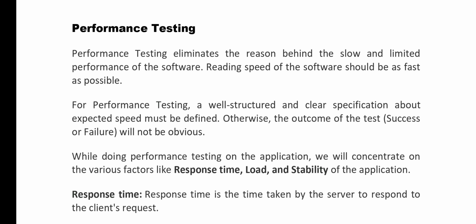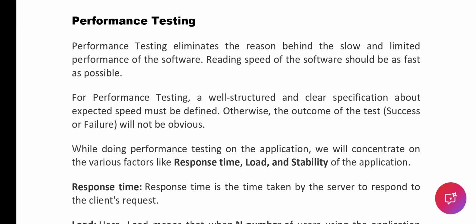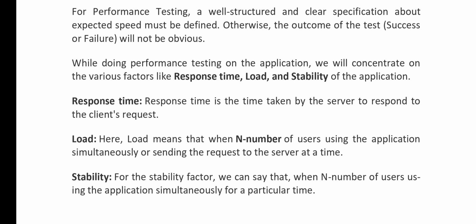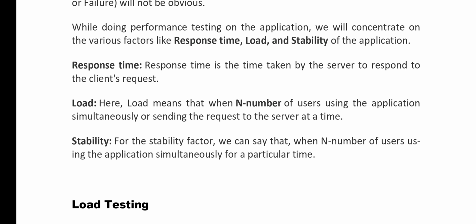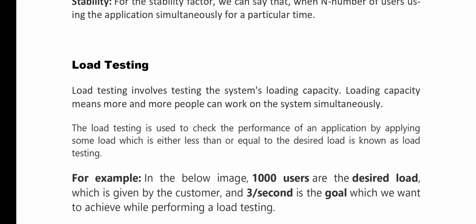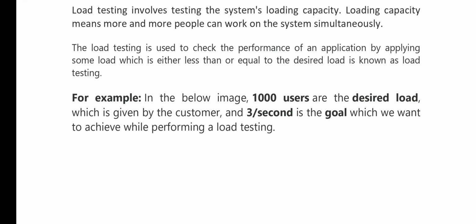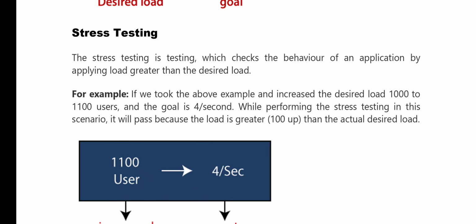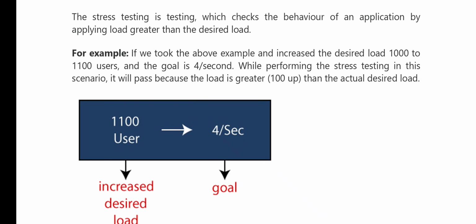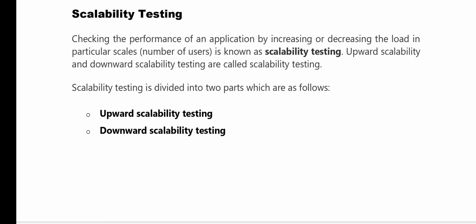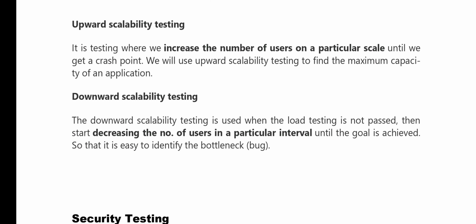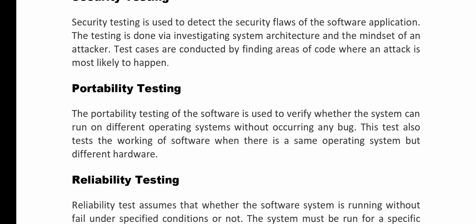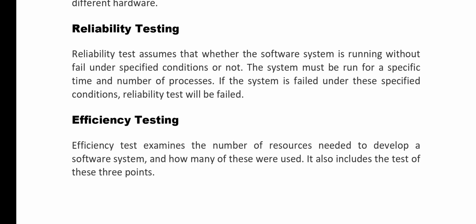Again, we have categorized what performance testing is, what the different types of performance testing are, and what the different factors or parameters considered in performance testing are, like response time, load, stability. Okay, and then the load testing, and how do we perform load testing, and we talked about stress testing. Okay, and then we talked about scalability testing, and then security testing, portability testing, reliability testing, efficiency testing.